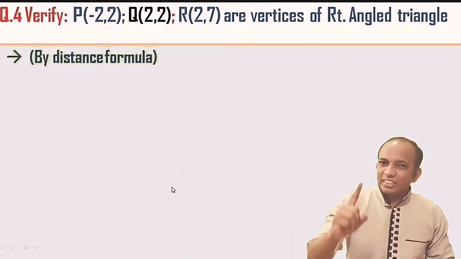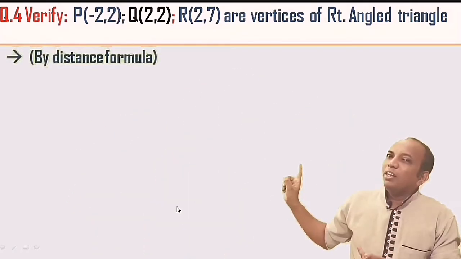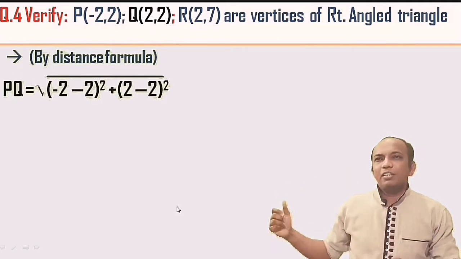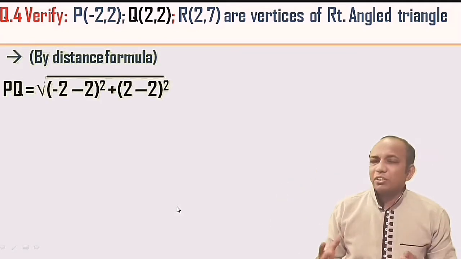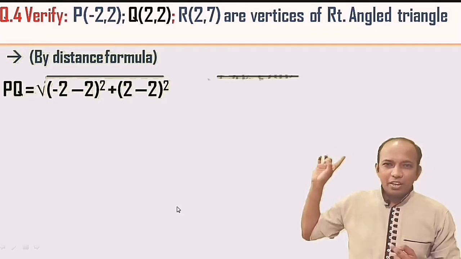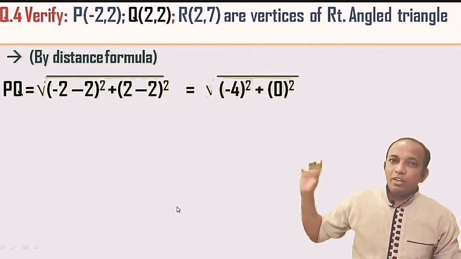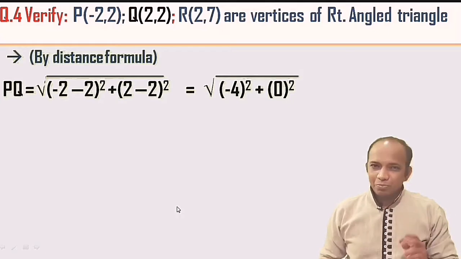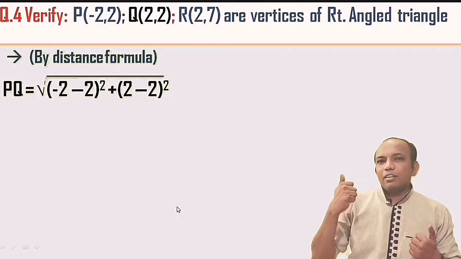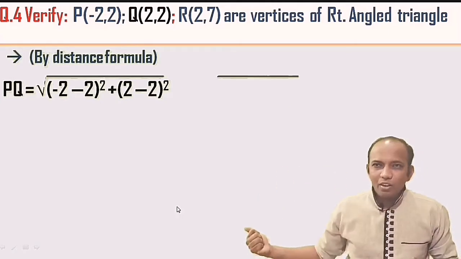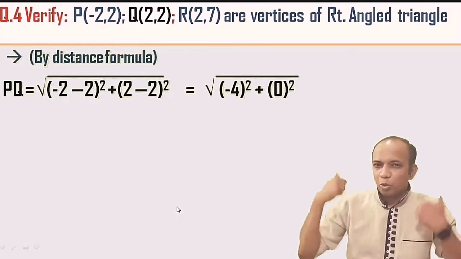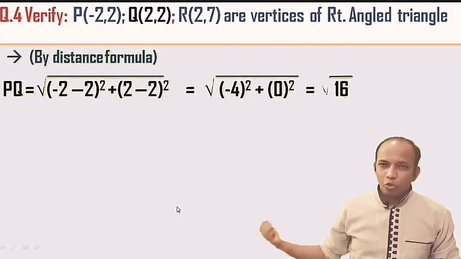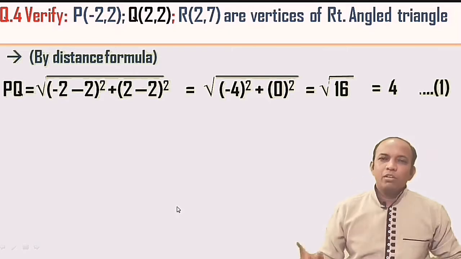So here we go with our action plan. The first step, we have to find the distances by the distance formula. So PQ is nothing but the way you are looking on the board. The values are put inside it. After carrying out the proper operation, we get under root -4 the whole square plus 0 square. Yes, 0, because the y coordinates of P and Q are the same, right? After that, making -4 square results in +16, and after taking the square root of it, we get the answer 4. Okay, so number 1.